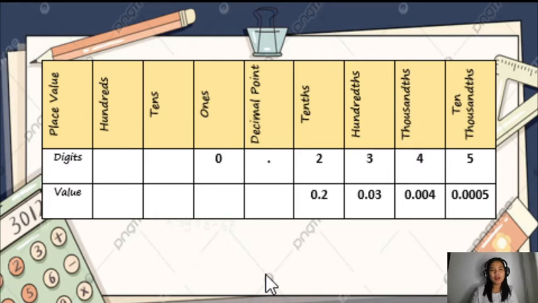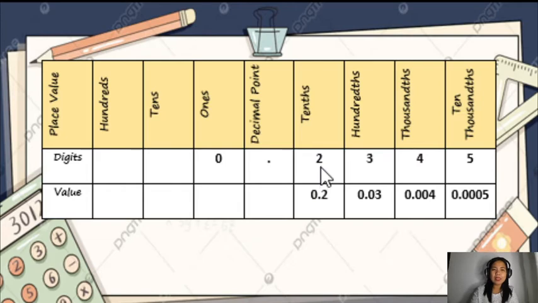So we have here a place value chart. This is the decimal point. So yung numbers natin sa left ng decimal point, ito yung tinatawag nating whole numbers. So we have here ones, tens, and hundreds. So yung nasa right side naman ng decimal point, ito yung tinatawag nating decimal numbers. So we have tenths, hundredths, thousandths, and 10,000ths.